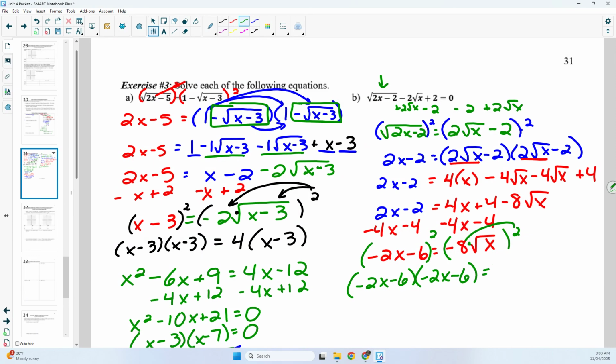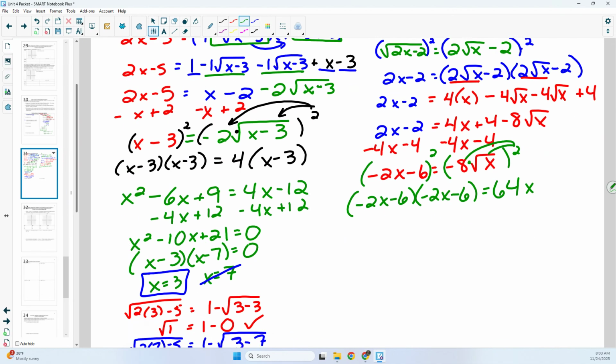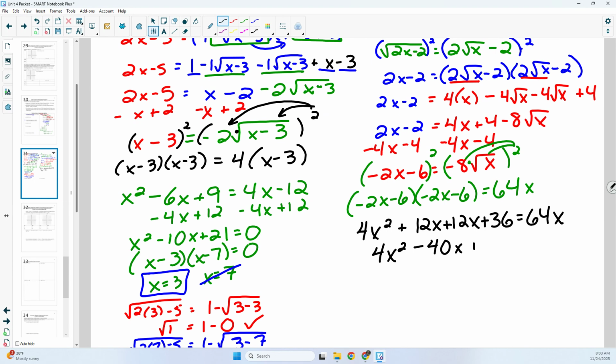So over here, 64 square root of x squared is x. And we're going to multiply out this part. So I get positive 4x squared plus 12x plus 12x plus 36 equals 64x. Then we're going to move the 64x over, so 24x minus 64x is negative 40x.